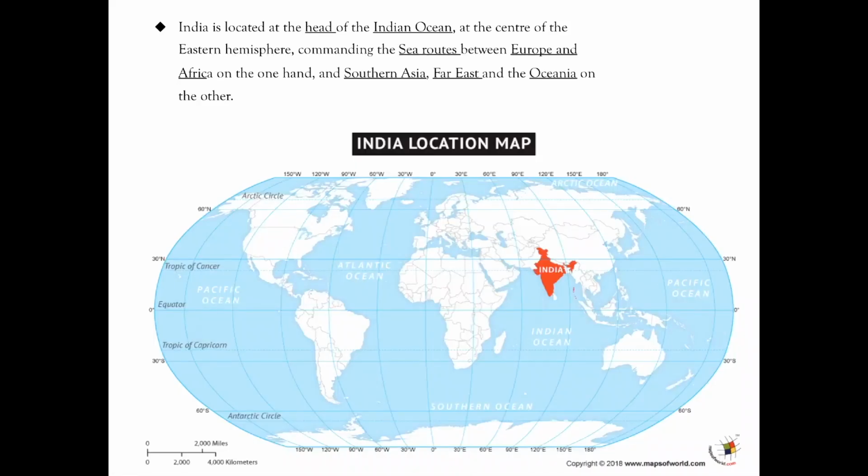India is located at the head of the Indian Ocean. You can see in this picture also, at the center of the Eastern Hemisphere. If we divide the world into 2 half parts with the help of this prime meridian, the vertical line dividing the entire world into 2 equal halves, then we can see that India lies in the Eastern Hemisphere, commanding the sea routes between Europe and Africa on one hand, and Southern Asia, Far East, and Oceania on the other.